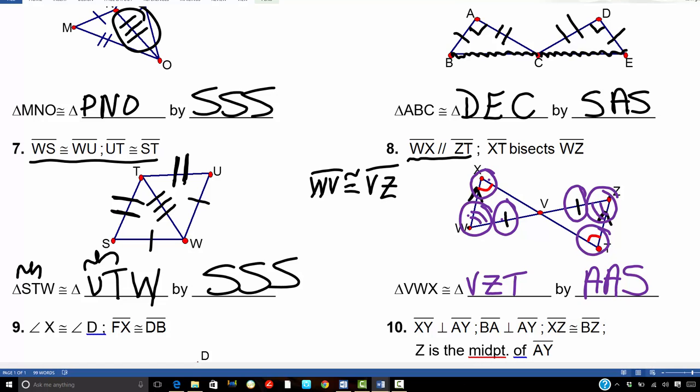Just in case some of you didn't do this, which you could have, there are vertical angles in this problem too. So if you found those two vertical angles, you could have possibly also used angle, side, angle. There were two ways actually to prove those two triangles congruent. But if you didn't see that, don't worry about it. Let's move to number 9.